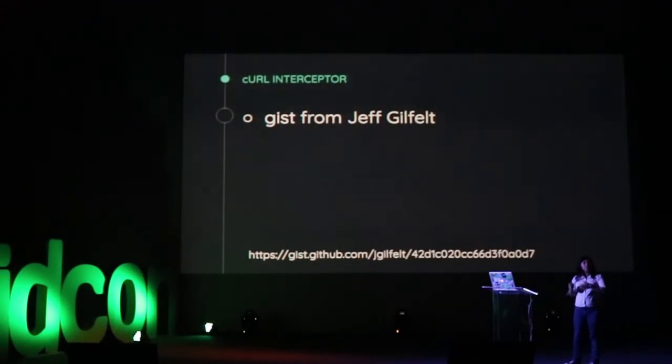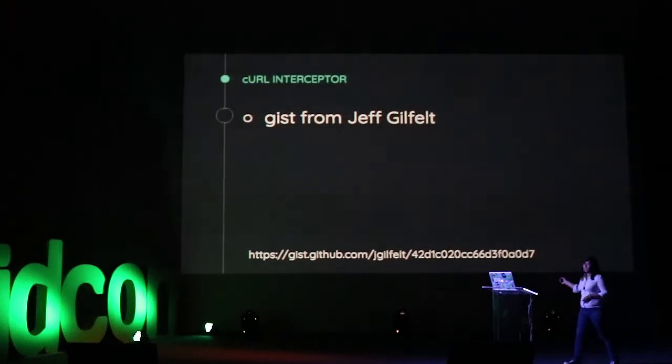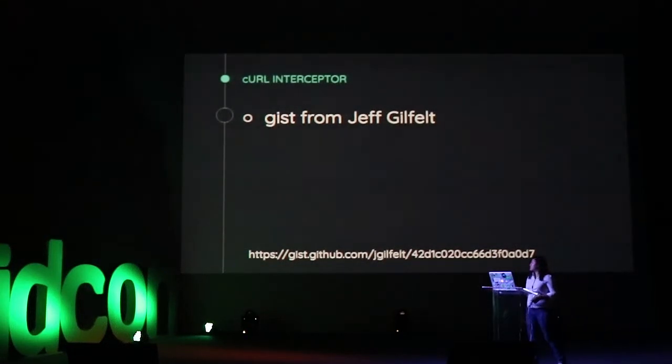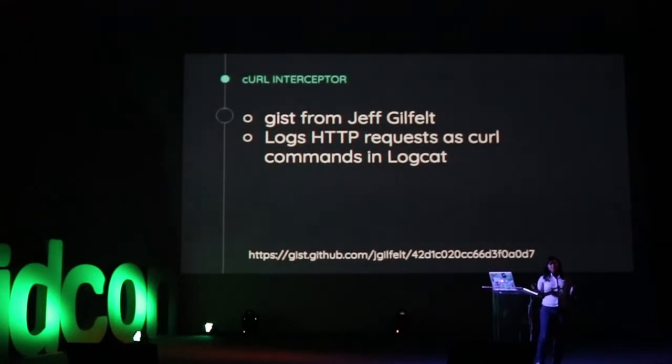Because Stetho needs some setting up if you want to include it, if you're just concerned with looking at what network calls you are doing, I recommend using the curl interceptor by Jeff Gilfelt. It's just a gist, not a repo. There's the gist for it. It logs HTTP requests as copyable curl commands. So essentially, all your headers, everything you do when you do HTTP calls, it logs into Logcat, so you can just copy paste into the terminal or something.